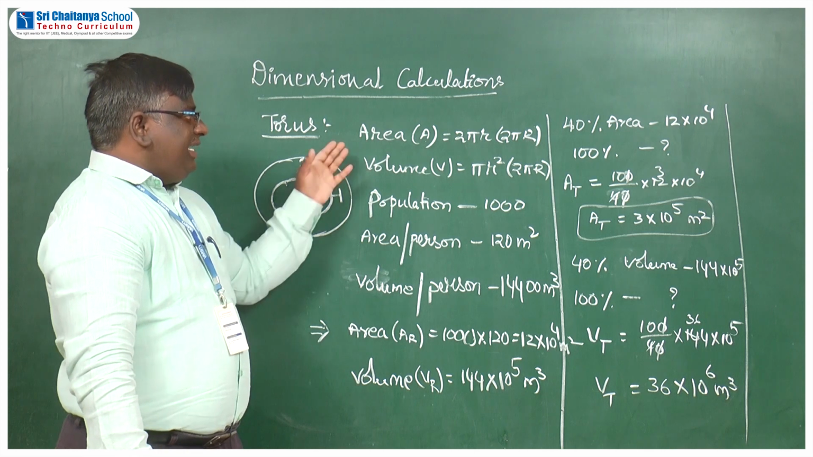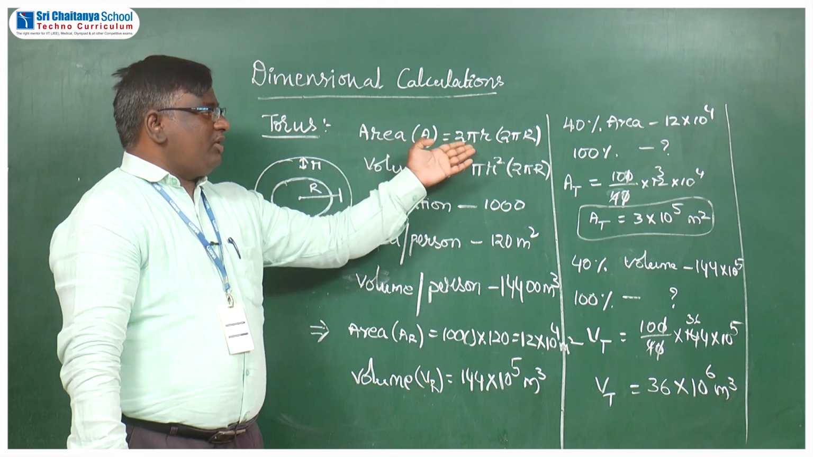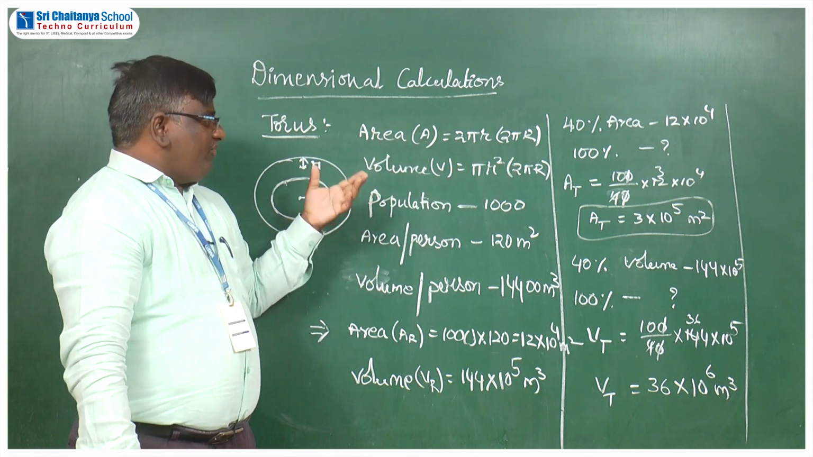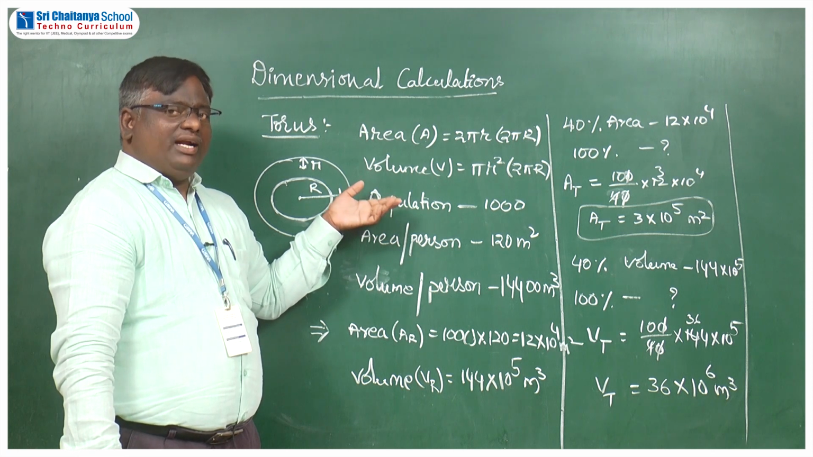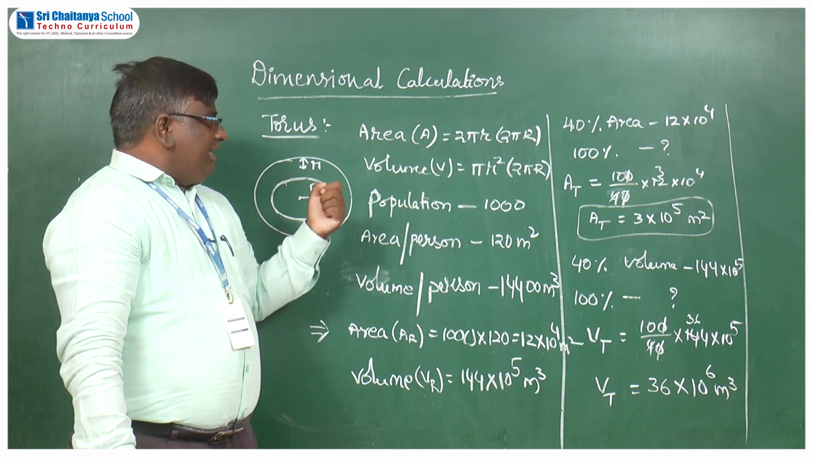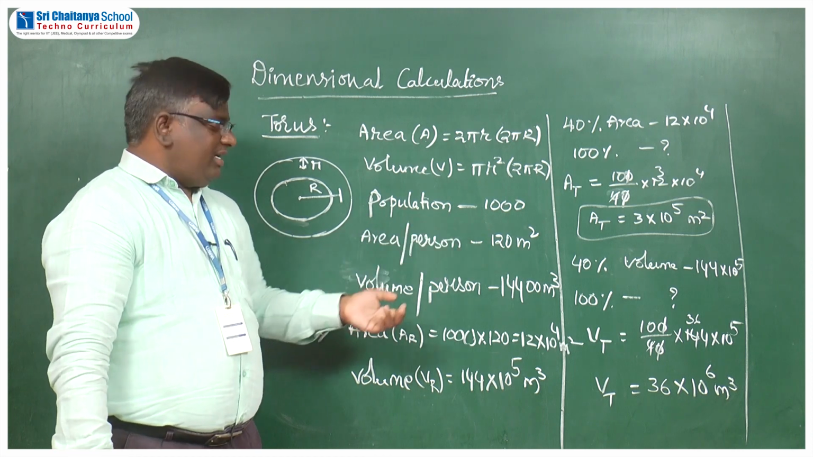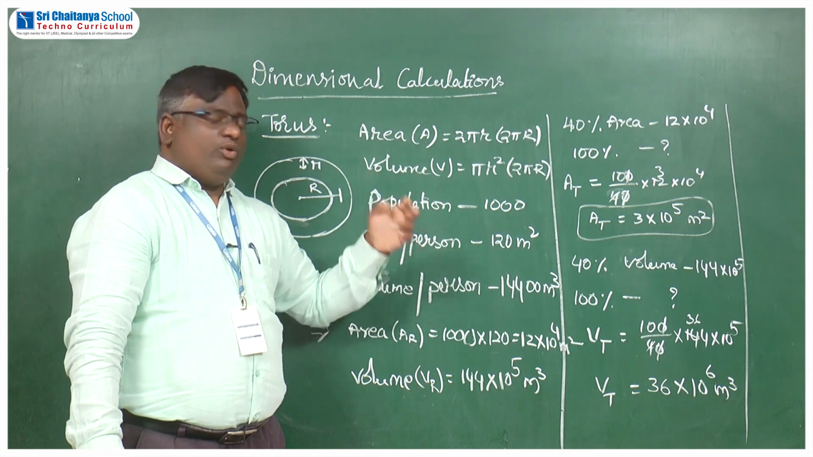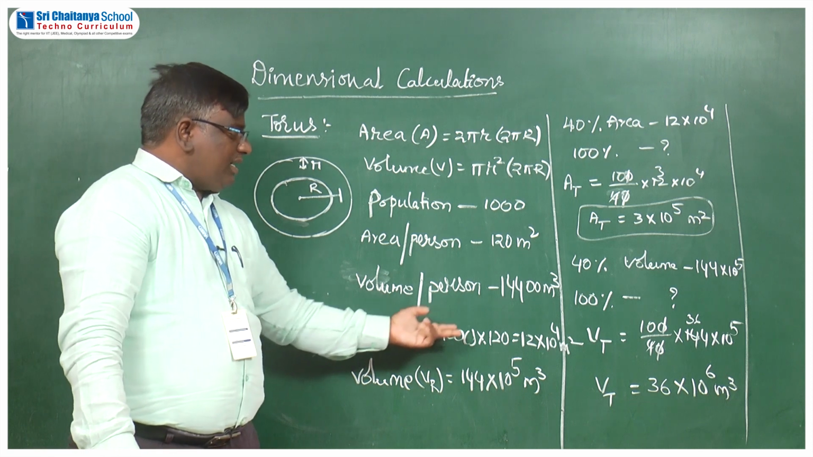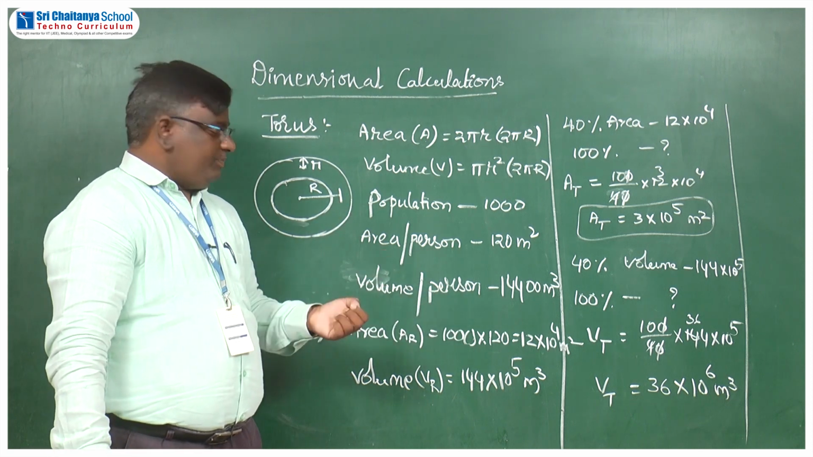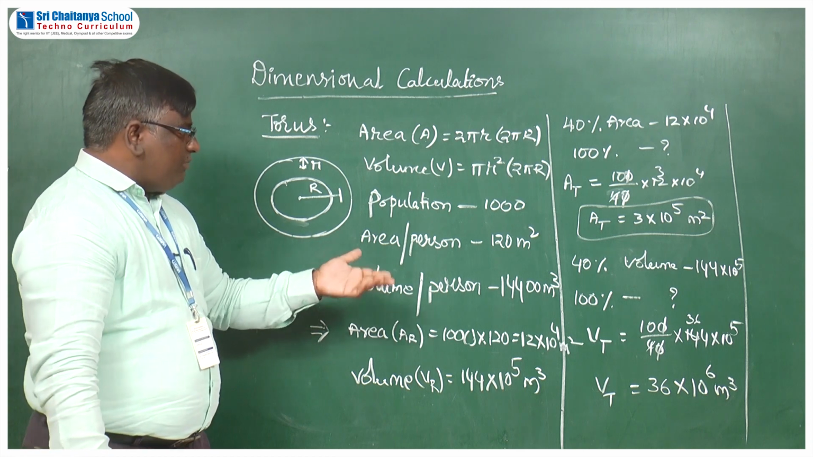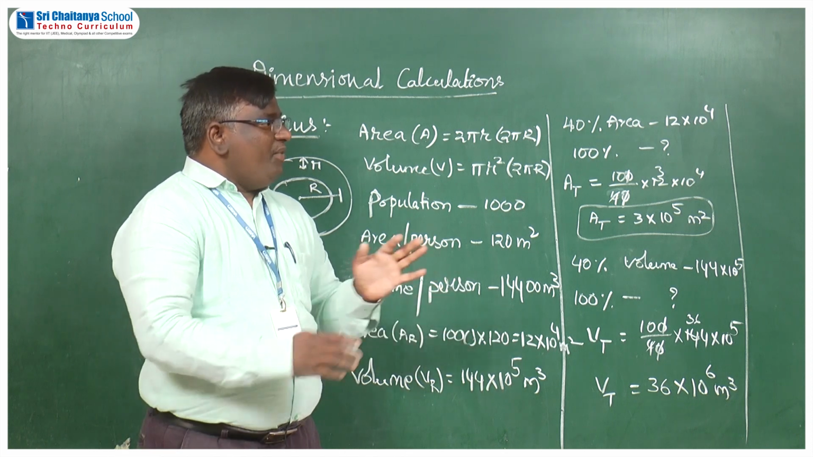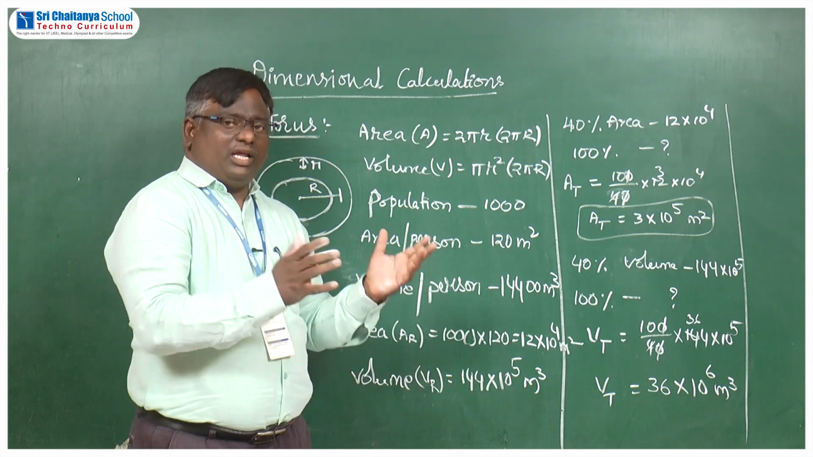So children, the area of the torus is given by the formula 2 pi r into 2 pi capital R. Volume will be given by pi r square into 2 pi capital R. And if you take the same population as we calculated in the cylinder, 1000, area per person, the same value 120 square meter, and volume per person, as I already mentioned, 120 times, so 14,400 cubic meter. So area of residence will come 12 into 10 power 4 square meter, and volume of residence will come 144 into 10 power 5 cubic meter, whereas these are only 40% of the total area and total volume.